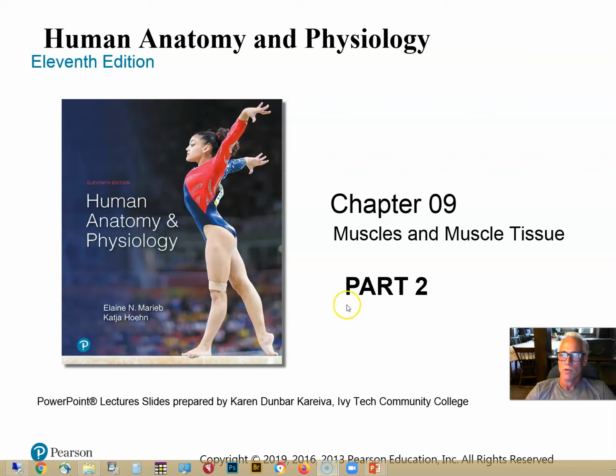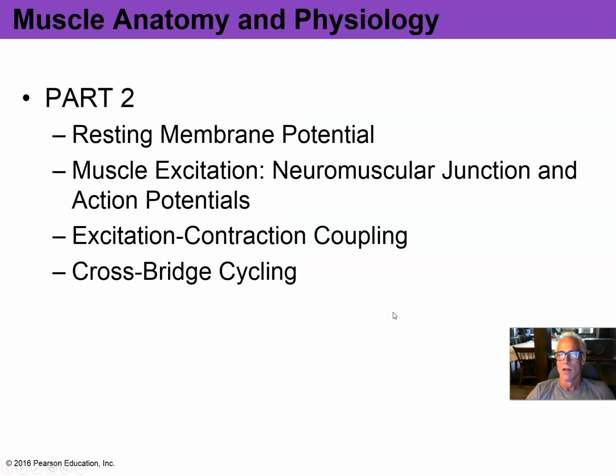This is part 2 of our discovery of chapter 9 in our Human Anatomy and Physiology text on muscle anatomy and physiology. In part 1, we homed in on the microscopic anatomy of a muscle cell, and now we can take a look at some more dynamic things happening in the cell, namely the presence of an electric charge on the membrane. Neurons and muscle cells have a resting membrane potential, it's called.